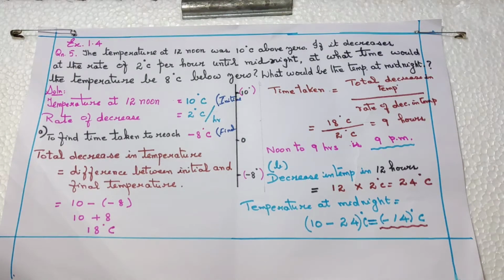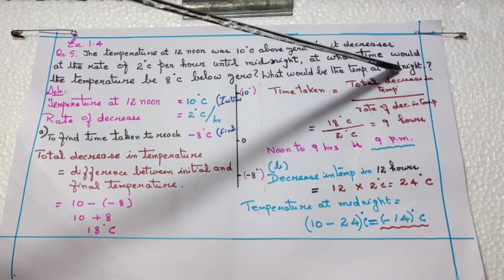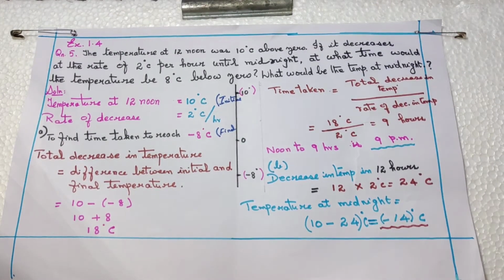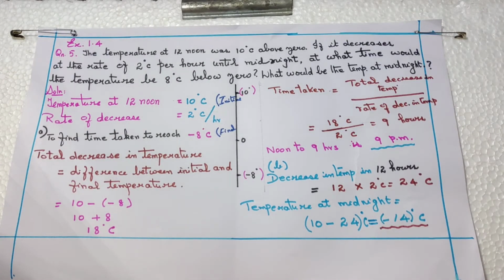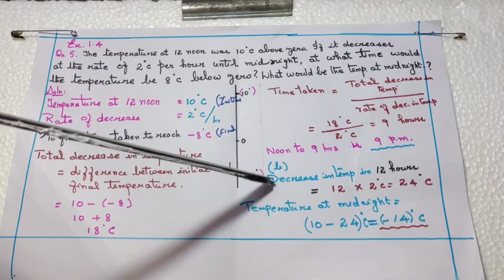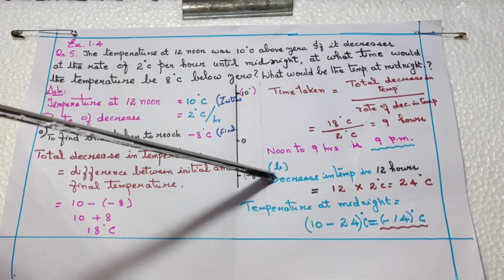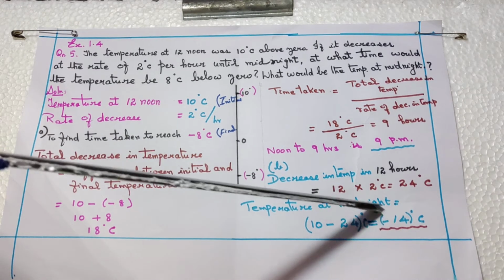Okay, now let us move on to the second subdivision. What would be the temperature at midnight? So, what is the time at midnight? It is also 12. So, now from noon to midnight, how many hours are there? 12 hours, right? From noon to midnight, it is 12 hours. So, now again here we have to calculate the decrease in temperature in 12 hours. So every hour it decreases by 2 degrees.